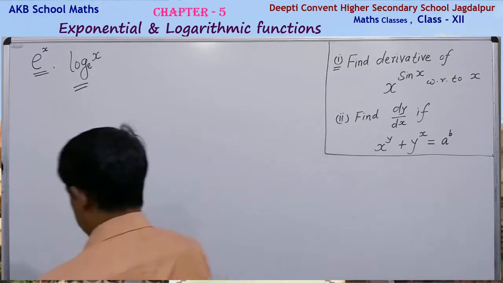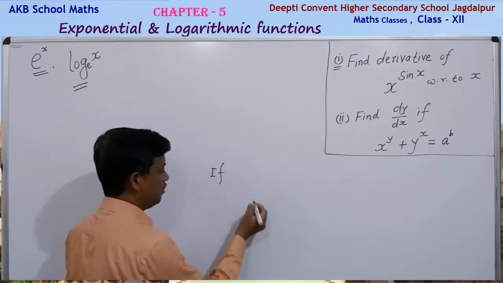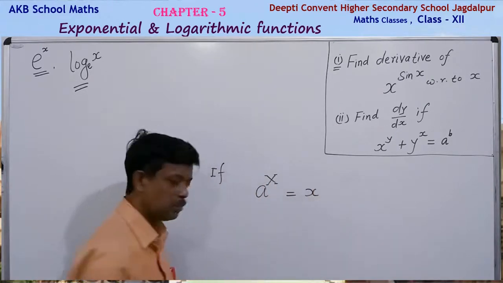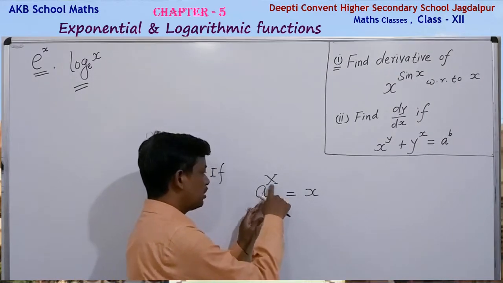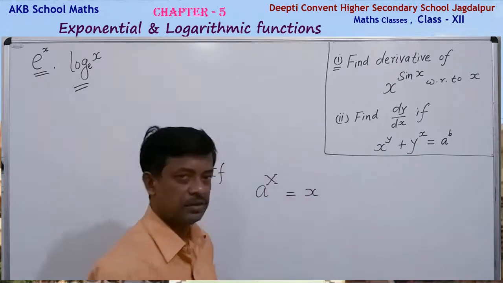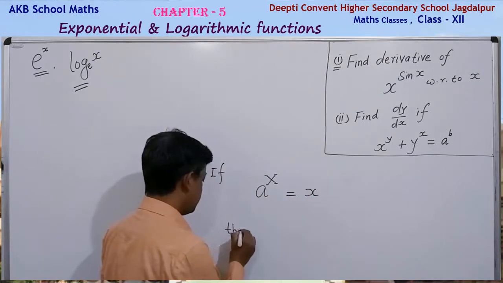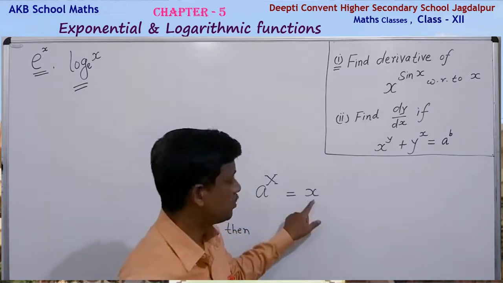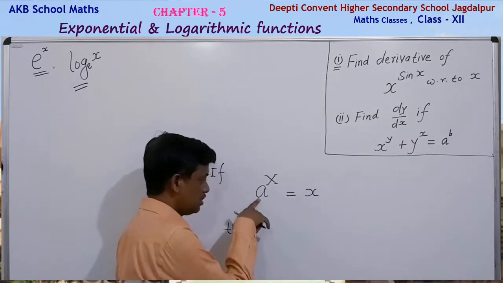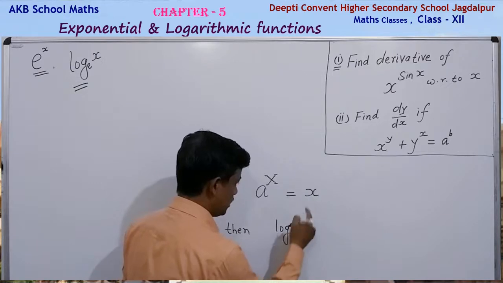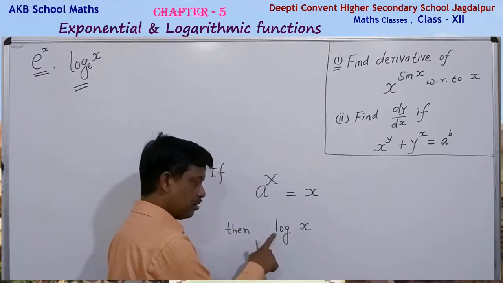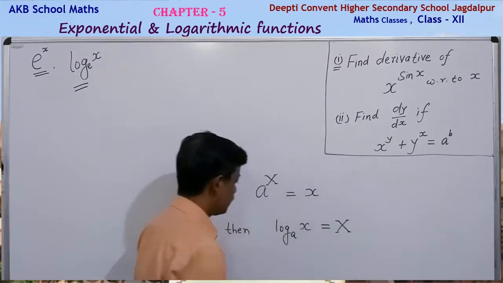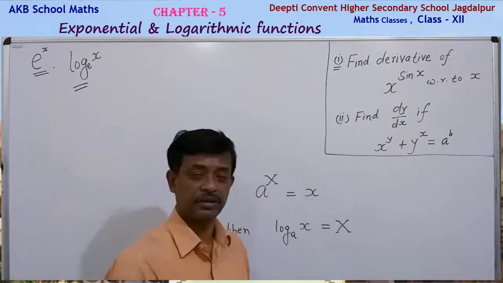What is logarithmic? Logarithmic means if we write a to the power capital X equals x. Suppose this is the base and the exponent is capital X, and it equals x, meaning a to the power X equals x. Then we define the logarithm of x to the base a as X. If this, then this. This is the definition of the logarithmic function.